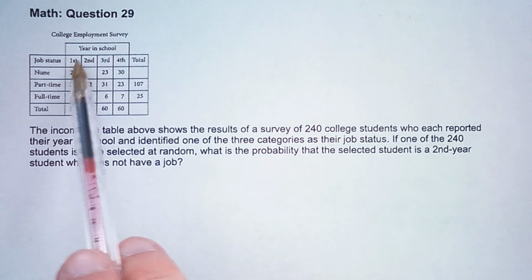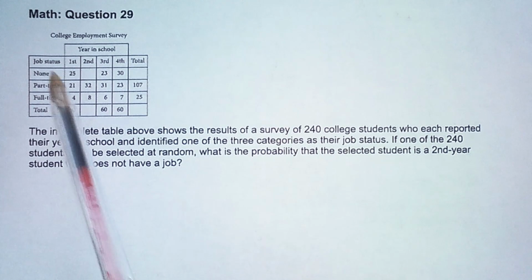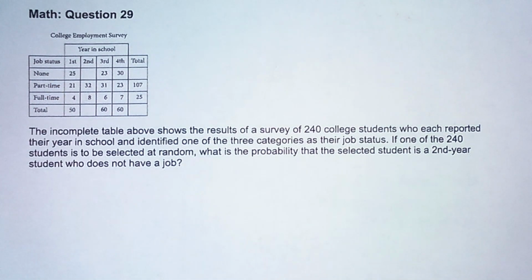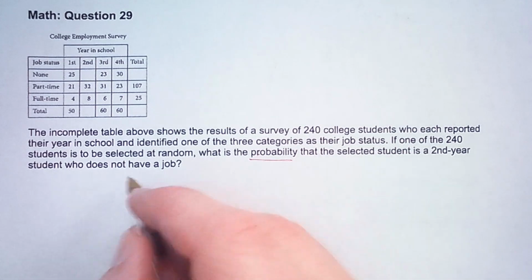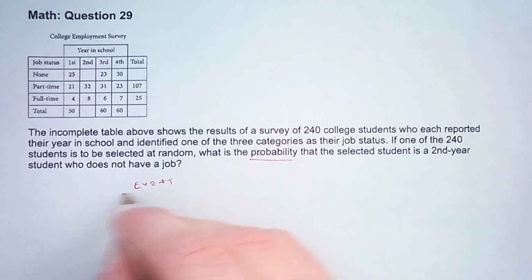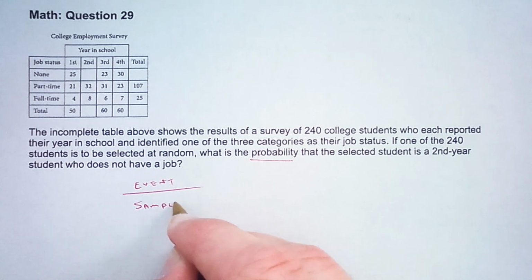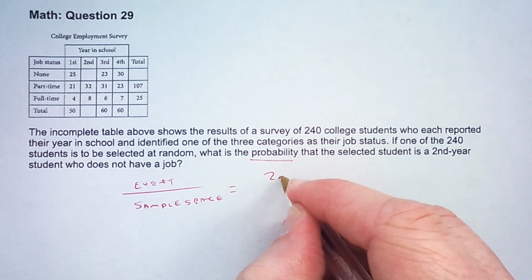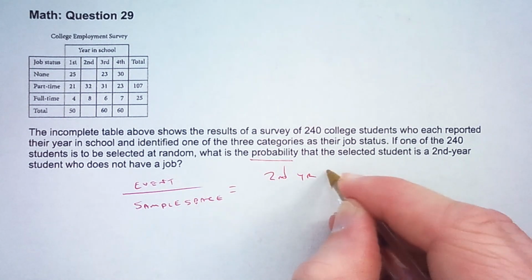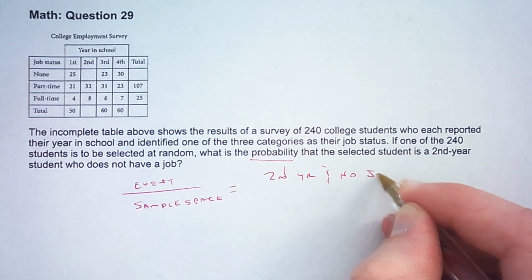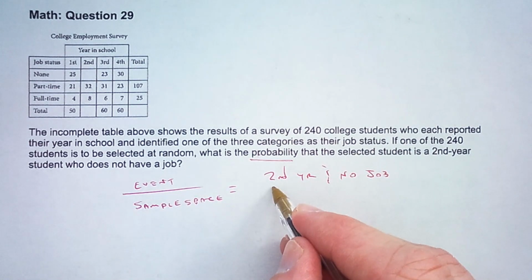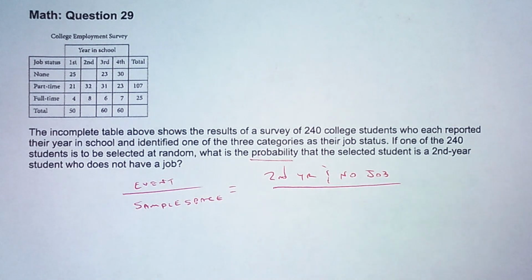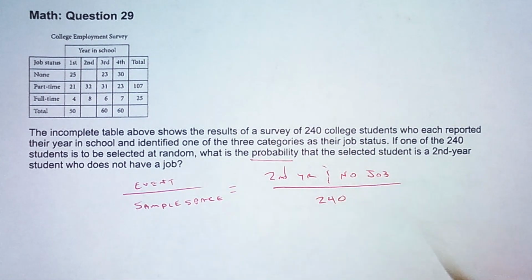Okay, so we've got first, second, third, and fourth-year students who have no job, part-time, or a full-time job. So we're going to select one of the 240 students at random. Okay, so what is the probability? Now, probability uses an event over a sample space. Okay, so the event is a second-year student who has no job. So second year and no job. The sample space is all the students in the survey, and that is 240 students.